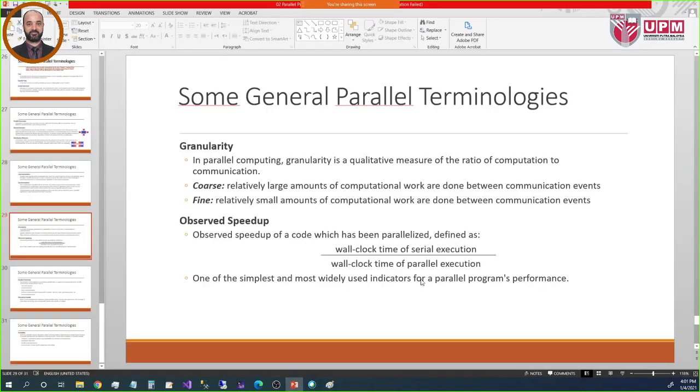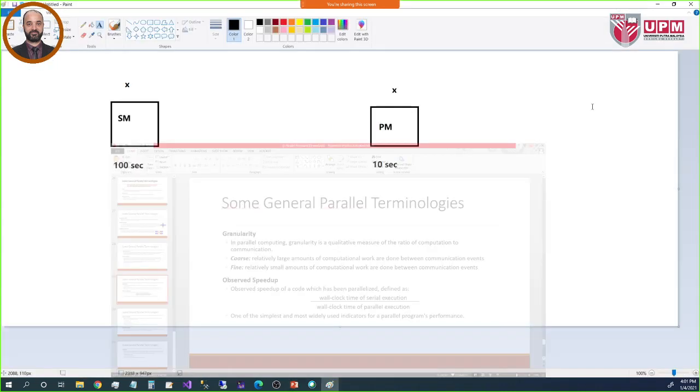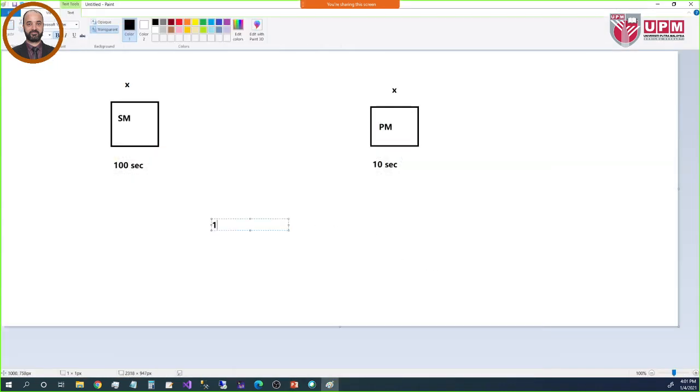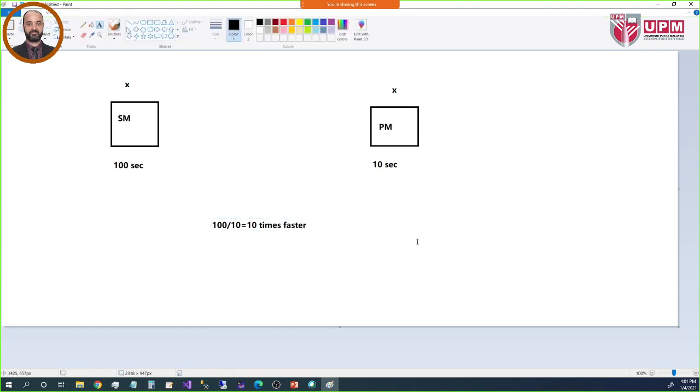Actually, based on this slide, they said wall clock time of serial execution over wall clock time of parallel execution. That means 100 over 10. It will be equal to 10 times, 10 times faster. Right? But also, at the same time, we can calculate it in a different way.